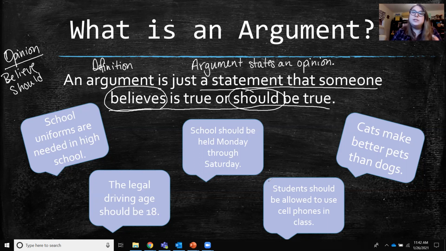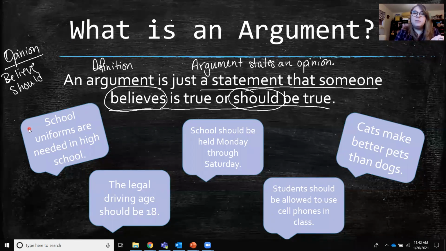So we really want to tie together the idea that an argument is an opinion, that they are statements of our own opinions. It doesn't mean that we can't prove them with facts, but it means that an argument at its core is an opinion. It is a personal belief that someone holds.